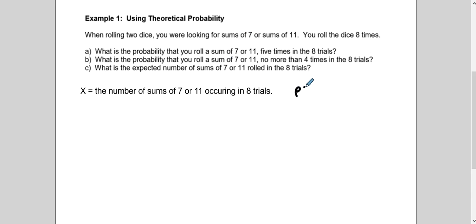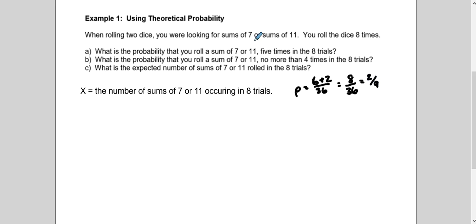Well, if I was looking at sums of 7, if I went back to my chart, there were six events with the sum of 7. And there's 2 successes with sums of 11. So I know the probability would be 8 out of 36. And if you get a chance, you can reduce that fraction. We could probably divide the top and bottom by 4. So 36 divided by 4 is 9. So this would be 2 out of 9.